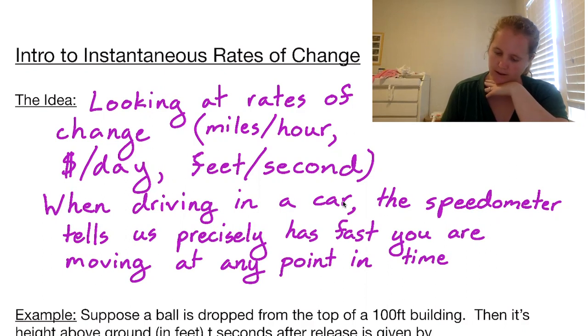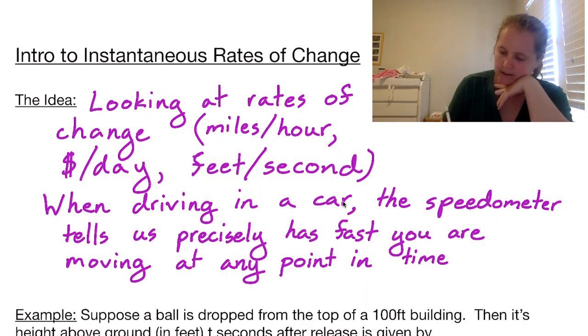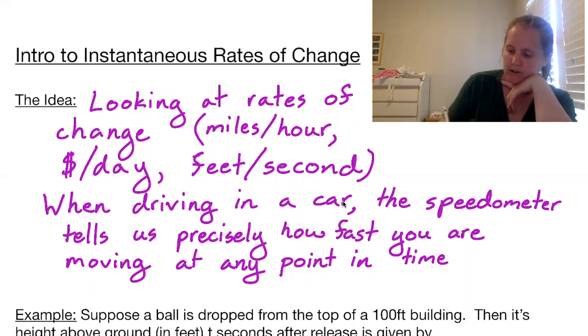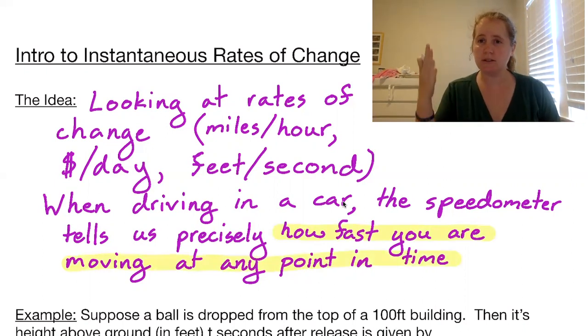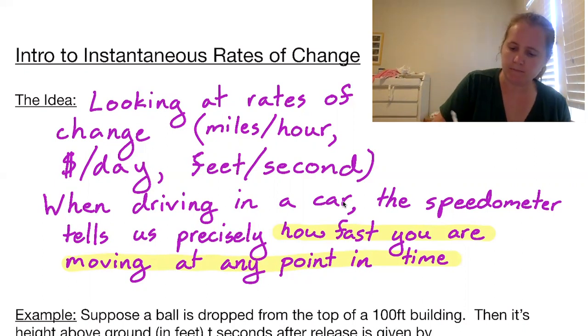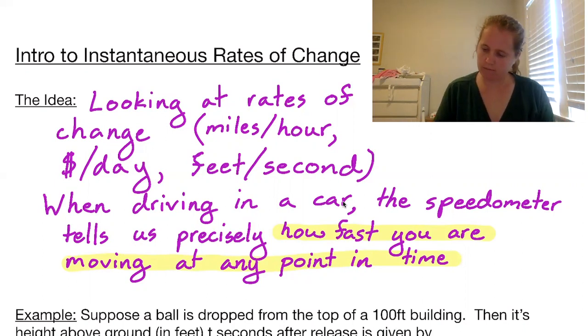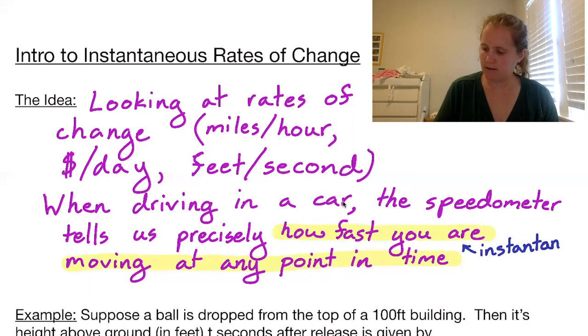And this, sorry, that should be how fast, not as fast. How fast you are moving at any point in time, that is what we refer to as the instantaneous rate of change. It's the speed at that moment. So this is considered to be the instantaneous rate of change.